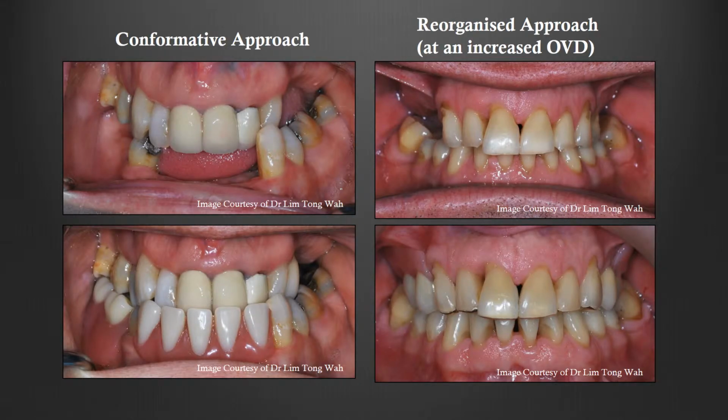The occlusion provided by the tooth mucosa supported unilateral distal extension partial denture on the left side was conforming to the existing occlusion, while the bilateral distal extension partial denture on the right side was fabricated at an increased occlusal vertical dimension using reorganized approach, due to the palatal tooth wear on the maxillary anterior teeth.